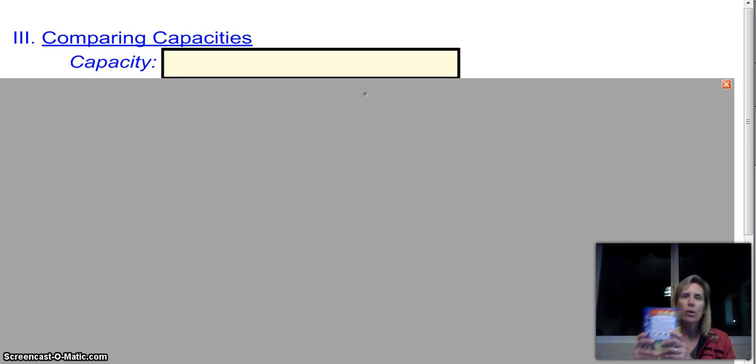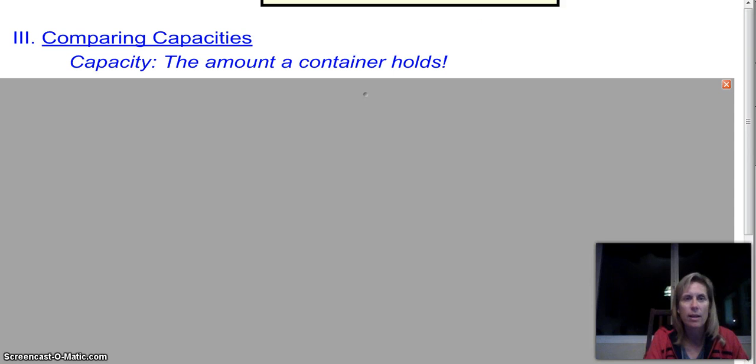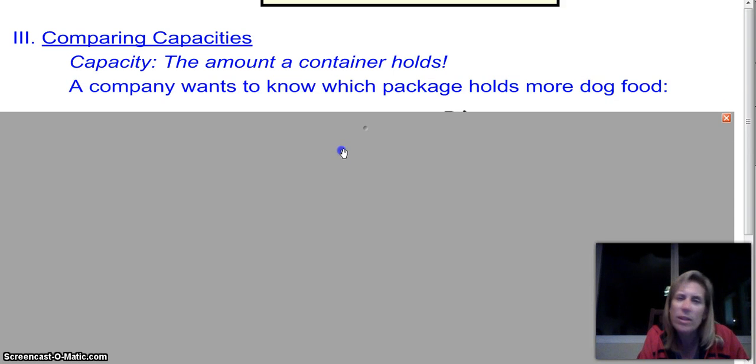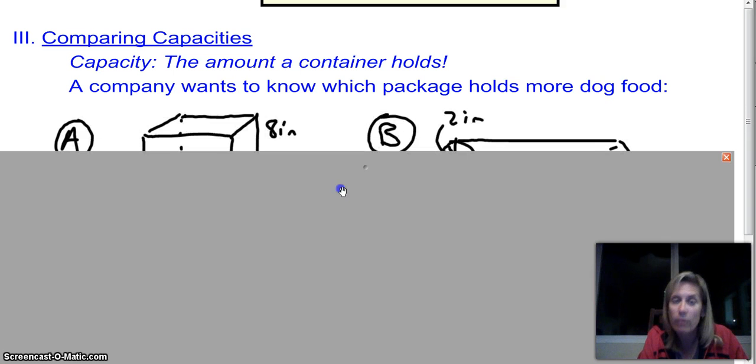So a container could be any kind of container. How much cake mix can fit in here, right? How much dog food can fit in here? That is our definition of capacity. So the amount a container holds. A company wants to know which package holds more dog food.